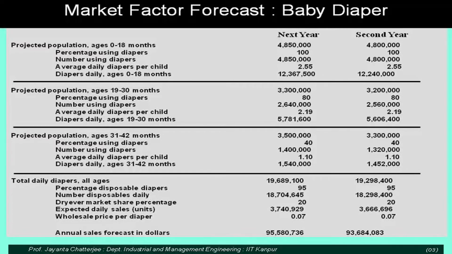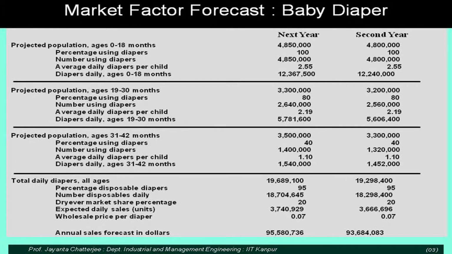I was going to tell you about how you can do this. It is often done for existing products. This is a kind of market survey based forecasting. So as you see here, for the next year one can say, okay, there is a total market of 48.5 million, and of the market segment in the 0 to 18 months, this is for baby diapers, almost 100% of the market will use diapers. So the number of people who will be using diapers will be 48.5 million. Average daily diapers per child will be 2.55, and that will give you this kind of 12 million number for projected sales.